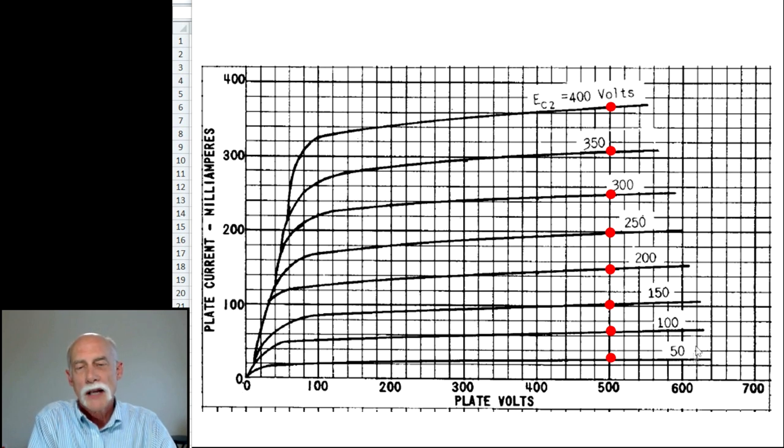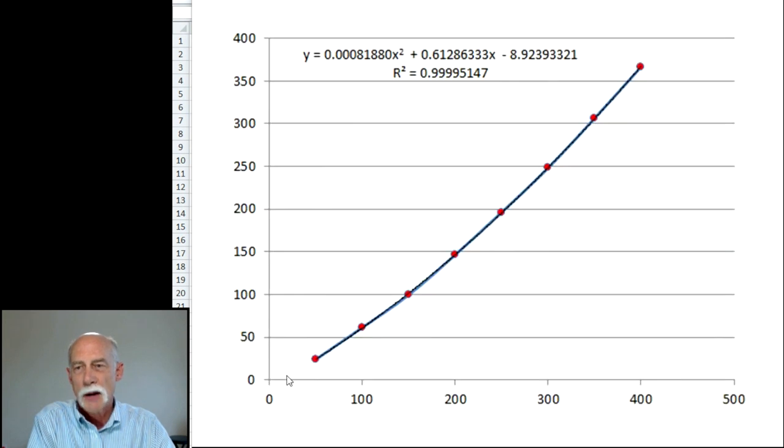I'm going to relate 50 to the current value at this point, 100 to this point, and so forth, until I get this current value related to 400. And I'm going to plot that in Excel. And when I plot it in Excel, I get this equation. I put the R-squared value on there just because you can.